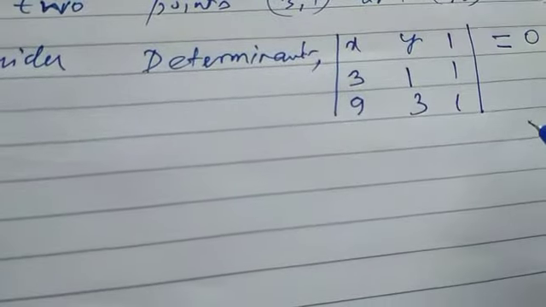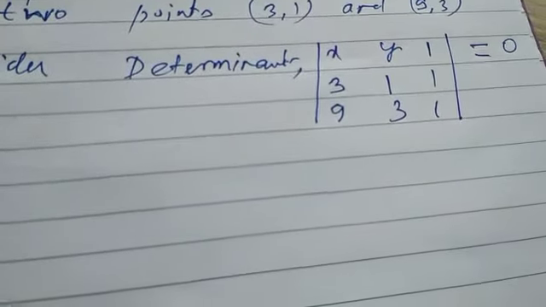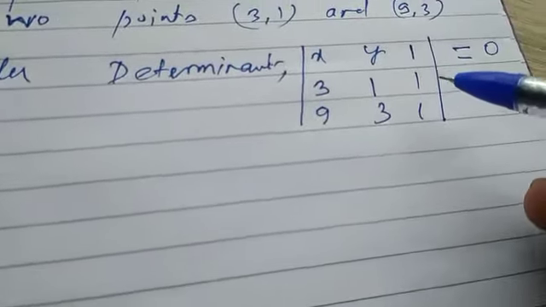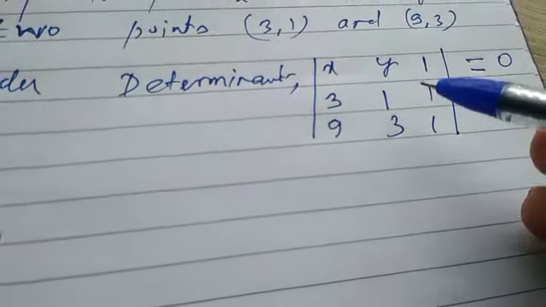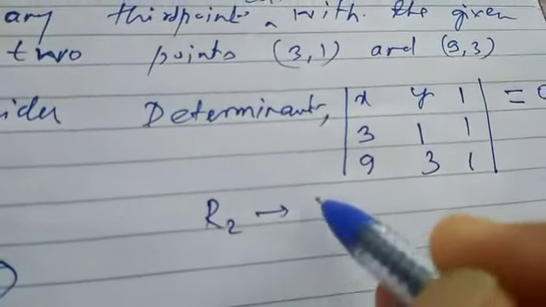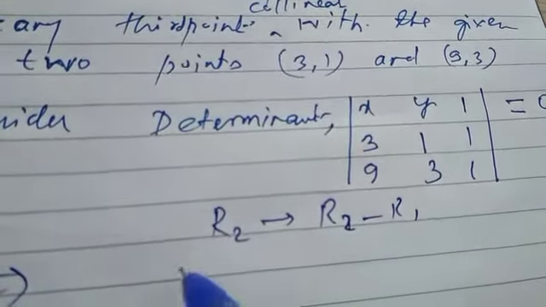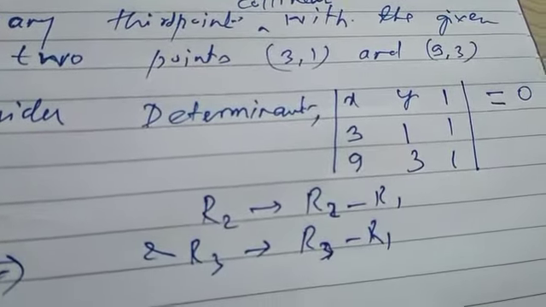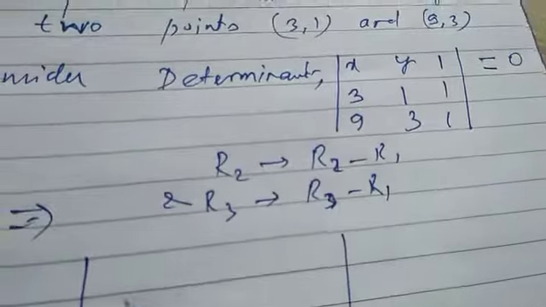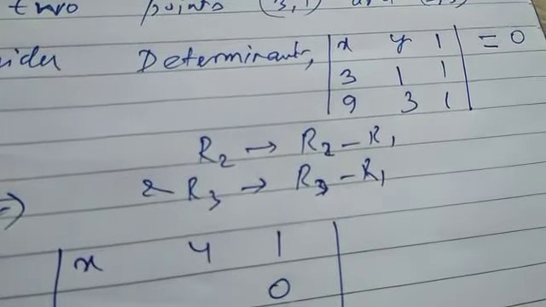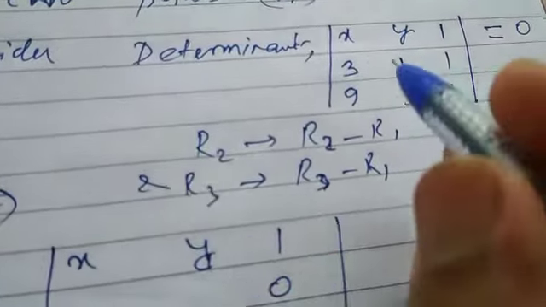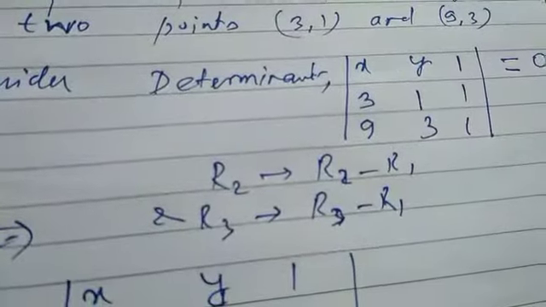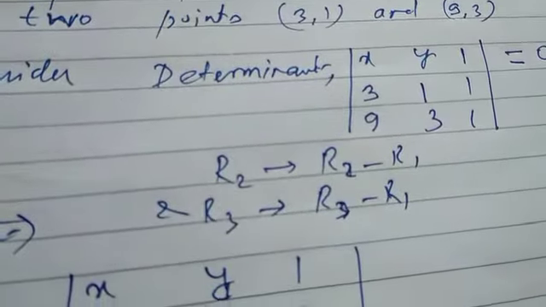If you want to directly open, you can open the values. But what I'll do is make these 2 elements 0 by applying R2 changes to R2 minus R1, and R3 changes to R3 minus R1. Therefore, the determinant will become: x, y, 1; this will be 0, 0; and this will be 1 minus y, this will be 3 minus y, this will be 3 minus x, this will be 9 minus x. This is equal to 0.